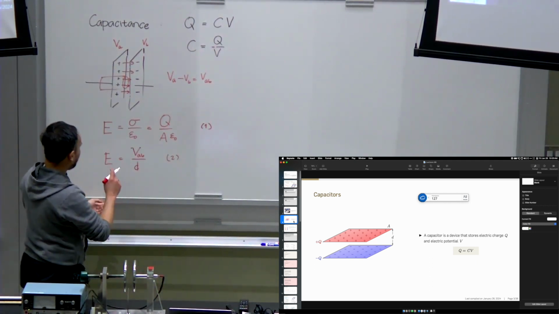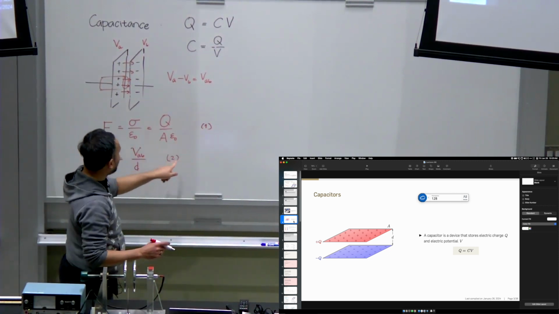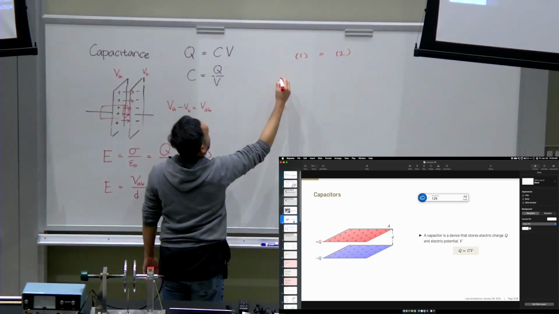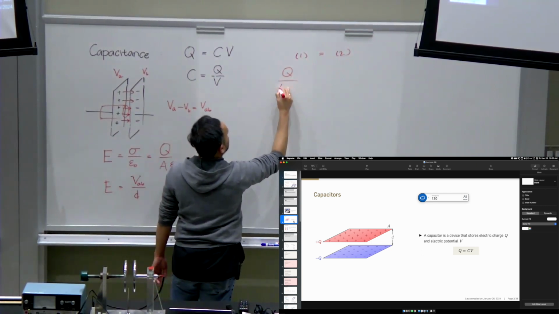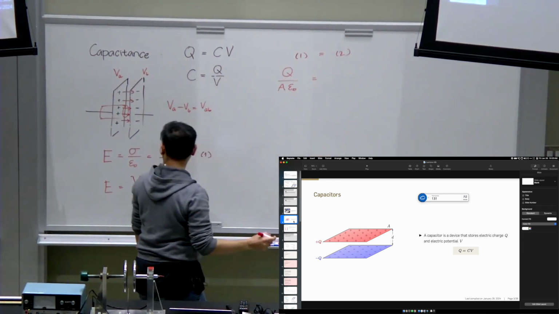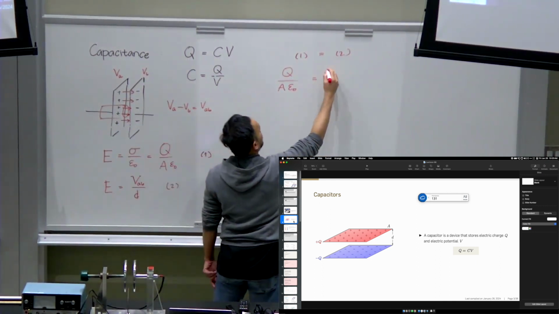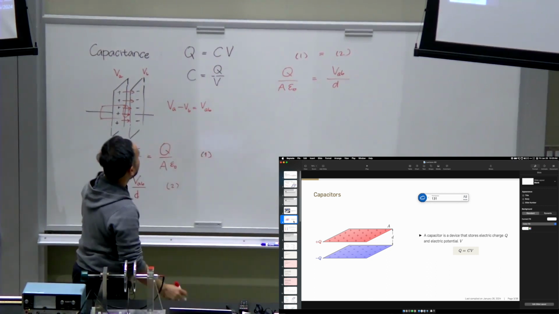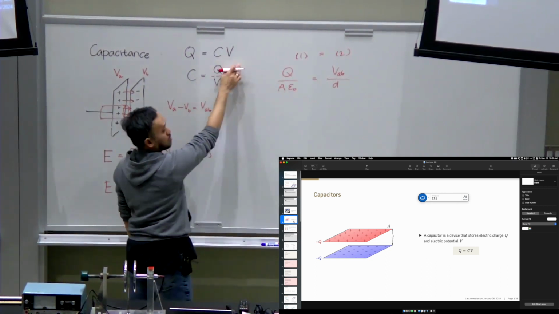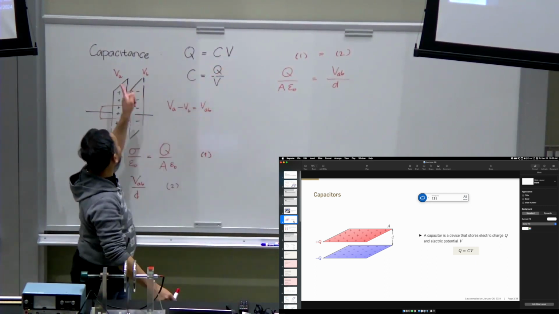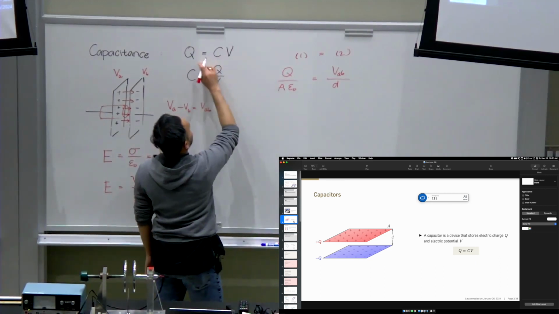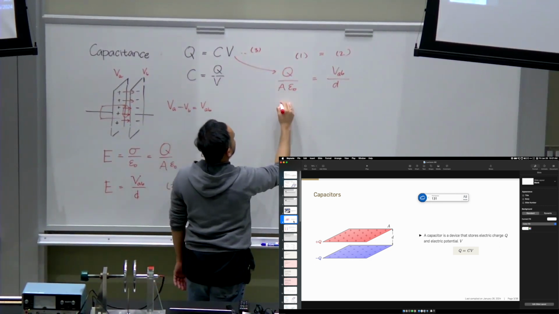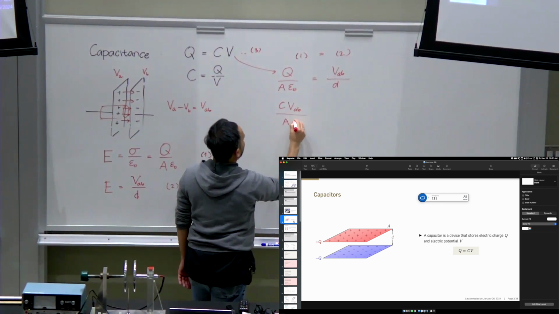So next we will use equation 1 and equation 2. We set them to be equal. On the exam, I'm not going to ask you to derive this equation, don't worry. But it's good for you to see how the equation is derived. And then Q is equal to C times V. In this case, the potential is VAB. This one, maybe equation 3. So C VAB divided by A epsilon naught.